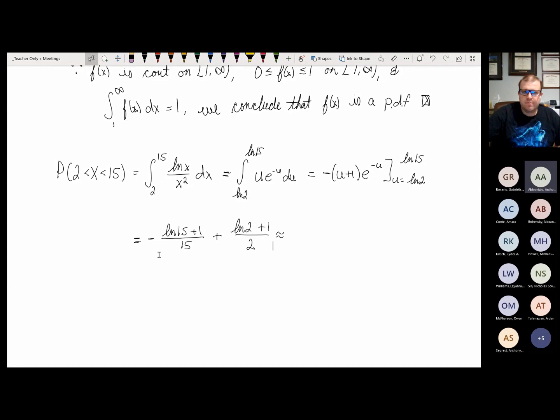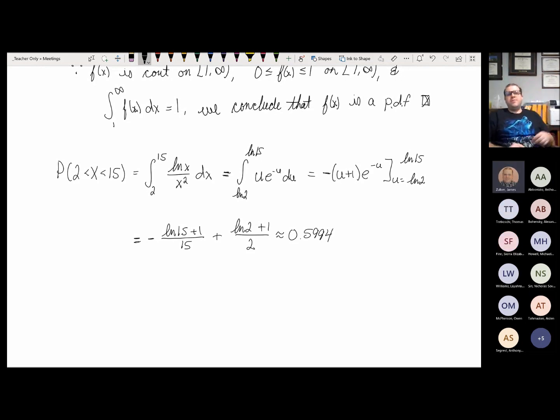I got around 0.599. Did it give you anything after that? 0.5994. 0.5994, right? So again, probability, rule of thumb, 4 decimal places.